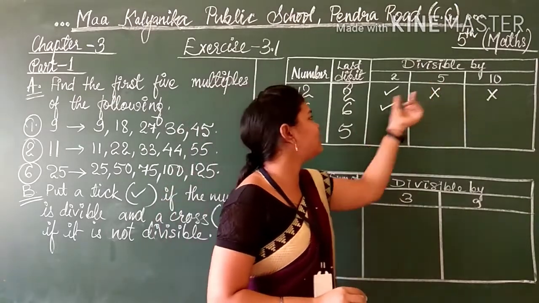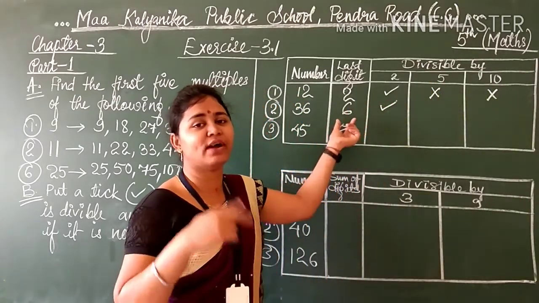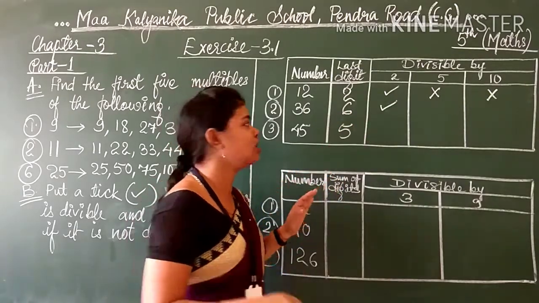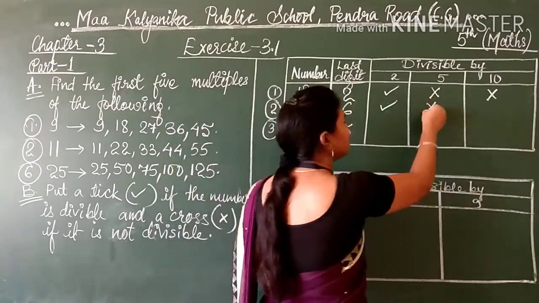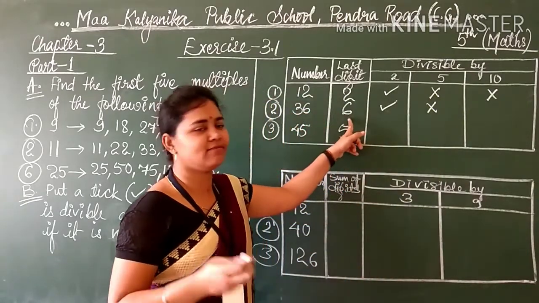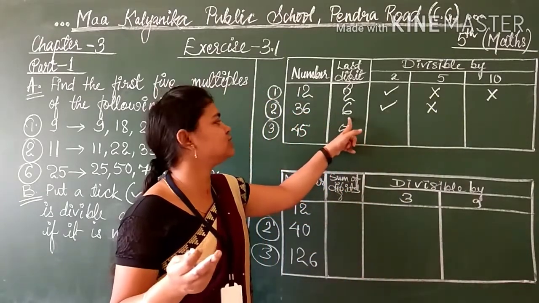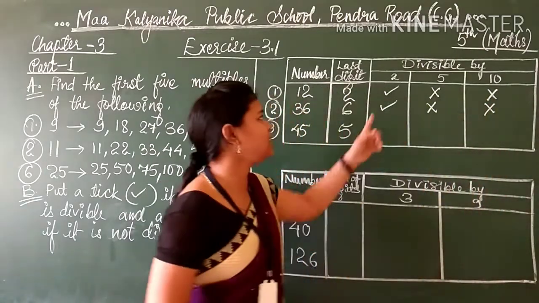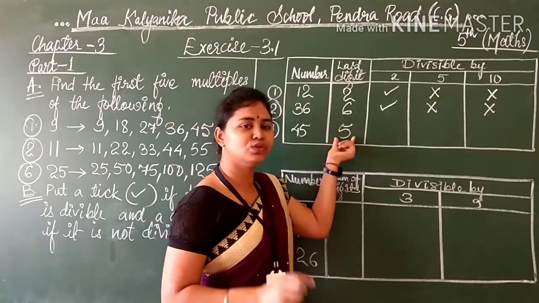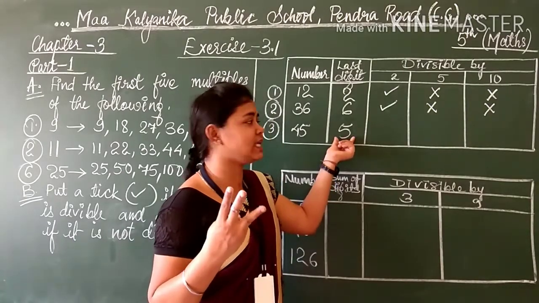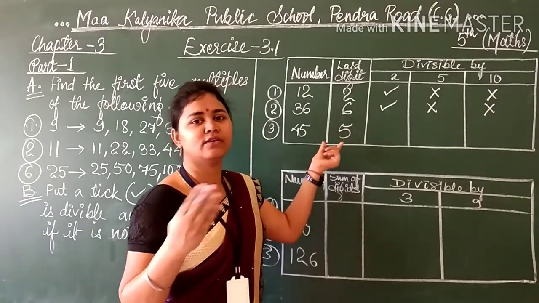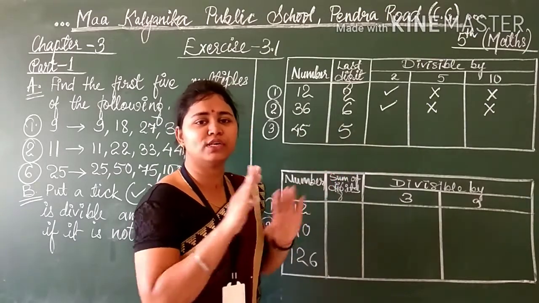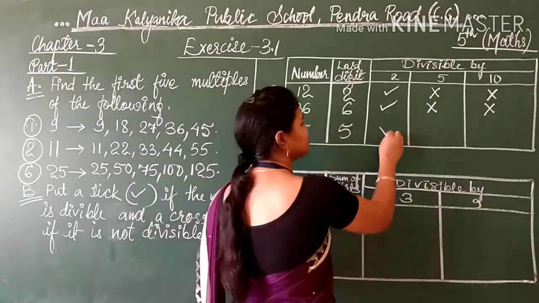Now table of 5. 5 ones are 5 and 5 twos are 10. 6 is not coming, of course, so directly put a cross. Table of 10: 10 ones are 10. Of course, 6 is less than 10. Cross. Now for 5, table of 2: 2 twos are 4, 2 threes are 6. 6 is more than 5 and 4 is less than 5, so it is not equal to 5. So you have to put a cross.